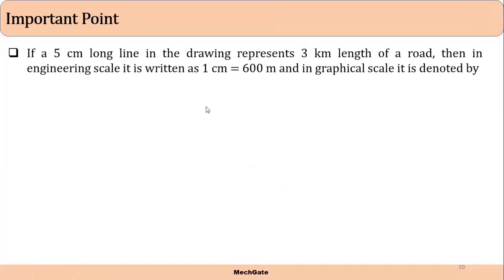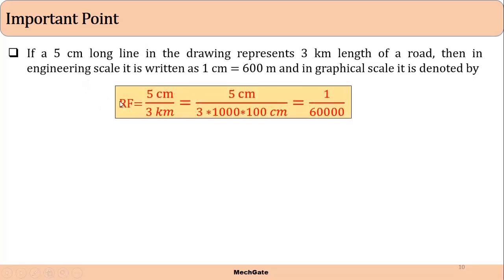Now let's find out what RF is in this case. If a 5 cm long line in the drawing represents 3 km length of the road, then in engineer's scale it is written as 1 cm equal to 600 meter, right? But in graphical scale it is denoted by RF, and we already know the formula: RF is equal to length of drawing. The length of drawing is 5 cm, the 5 cm long line in the drawing, divided by the actual length of object, that is 3 km. So 5 cm divided by 3 km.